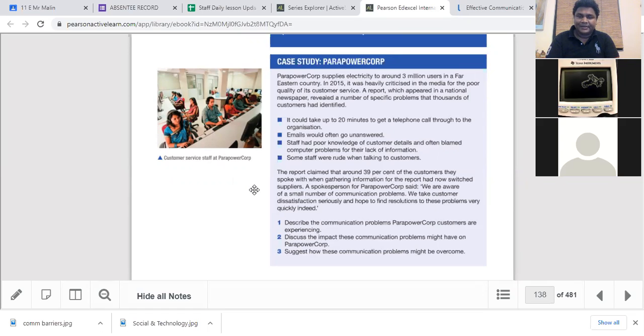They are saying we have some kind of a resolution for these problems very quickly indeed. Okay, so that's the thing. Now, in every organization we can see this kind of problems. Sometimes a lot of customers have problems. We can't accept that from everyone. There is no perfect organization in the world. There's always a problem in communication.